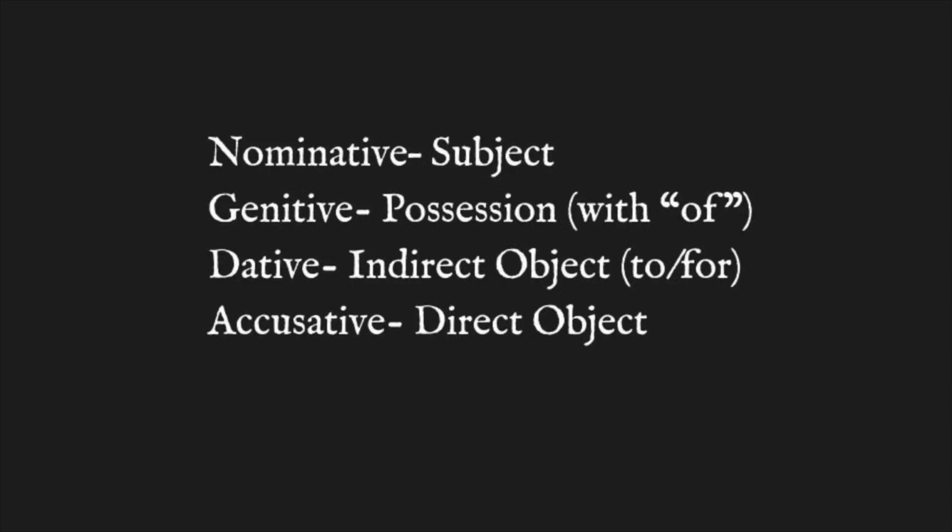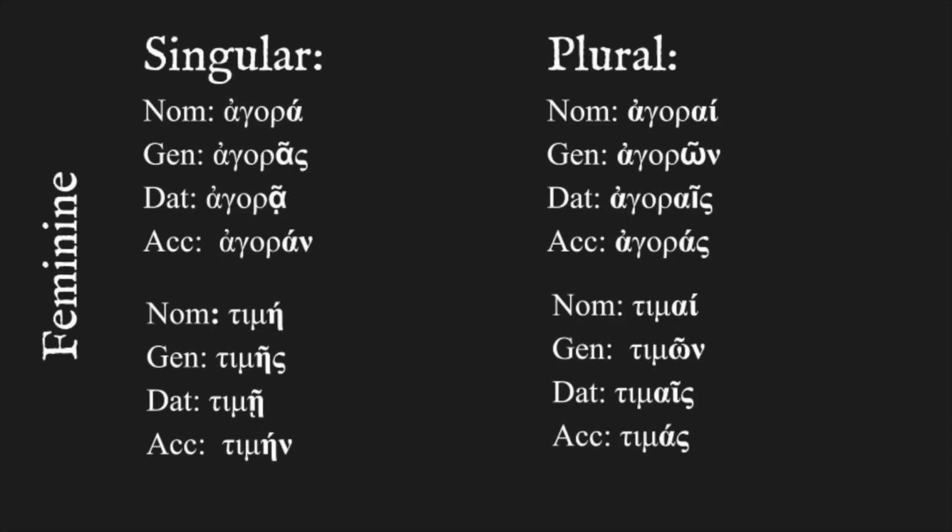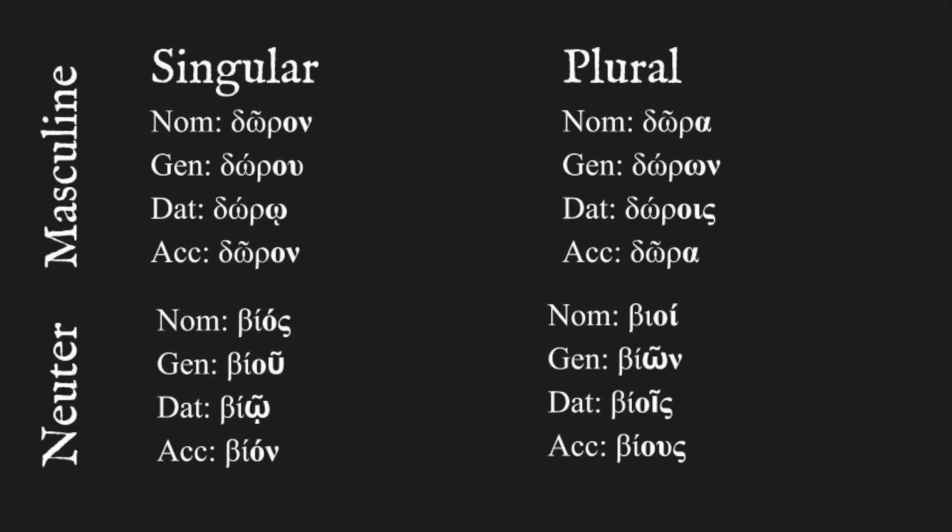Here's a quick review of the case systems. Nominative is going to be the subjects, genitive is going to be possession, dative is the indirect object, and accusative is the direct object. Here are our regular feminine first declension endings for nouns, and here are our regular neuter and masculine second declension noun endings.